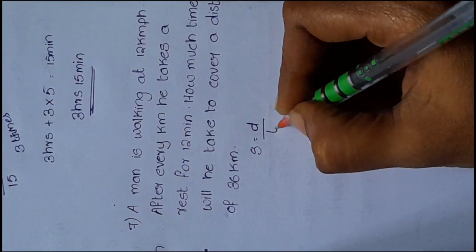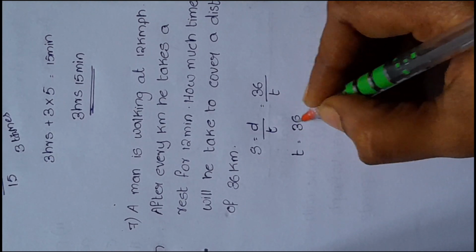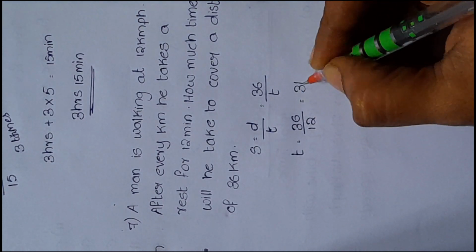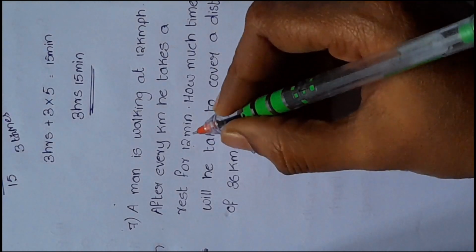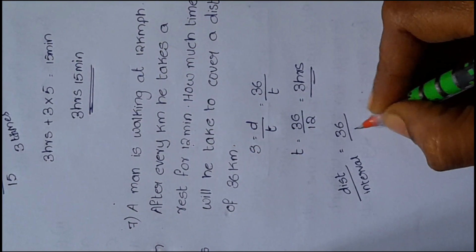Speed is equal to distance by time. The distance is 36 kilometers. Let the time be t. T is equal to 36 by 12, which is 3 hours. But he takes a break of 12 minutes for each hour. So distance by interval, that is 36 by 1.